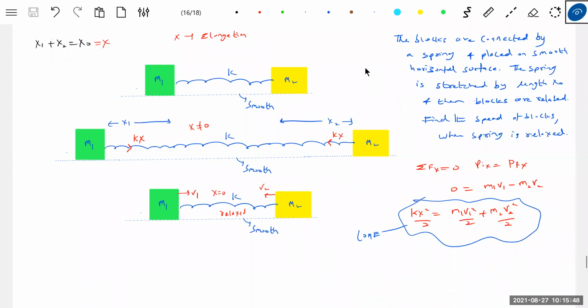Now what will happen to the center of mass of the system here? Suppose m1 is greater than m2. The center of mass will lie near the heavier mass. Nothing will happen to the center of mass, it will be there only. This is the most important thing a student has to observe: the center of mass will not shift. You can see the vertical line.